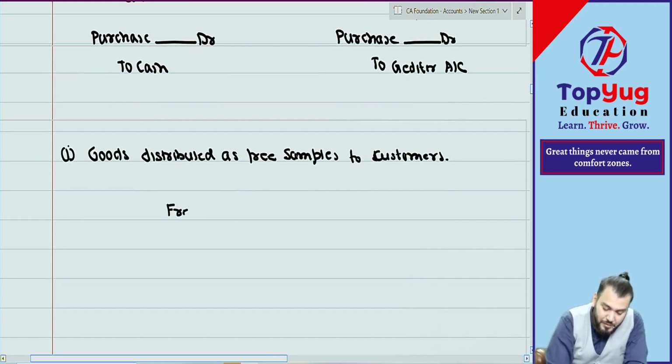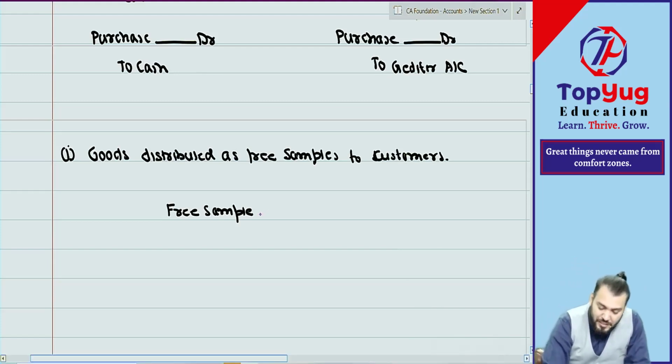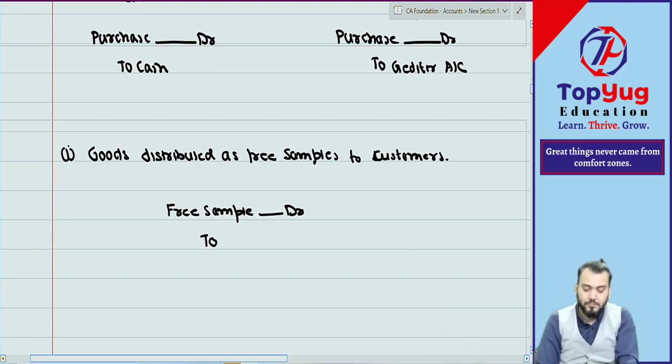We need to give a name to the free sample expense. The name is free sample account. You can say sample account. You can say sales promotion account. It is only for promotional activities. You can use either free sample account or sales promotion account. Correct? So free sample account debit to what? Tell me. Expense will be debited because of the increase in expense.